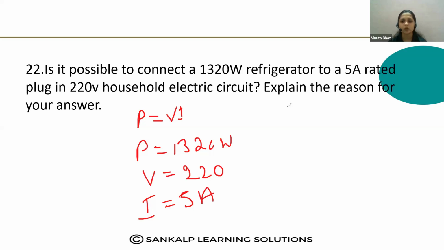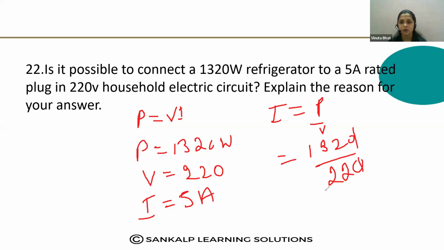We have to find out how much current is needed. So I will use the formula I is equal to P by V. P is 1320, V is 220. I will cancel, and 11 sixes. So I is equal to 6 ampere.